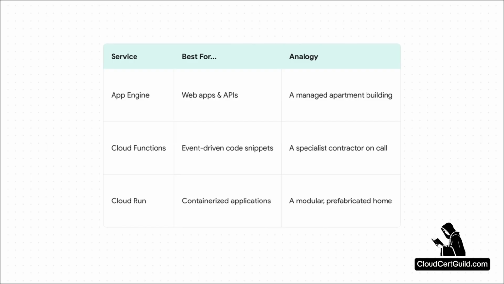Think of App Engine as a fully managed apartment building. You move in, and the plumbing, the electricity, the security, it's all handled for you. It's perfect for most web apps. Then you've got Cloud Functions. They're like calling a specialist contractor, say an electrician, for one specific job. They show up, do that one thing perfectly, and they're gone. And Cloud Run, that's your modern modular home. You design and build the pieces yourself in a container, and Cloud Run gives you the perfect plot of land and all the hookups to run it with incredible flexibility.